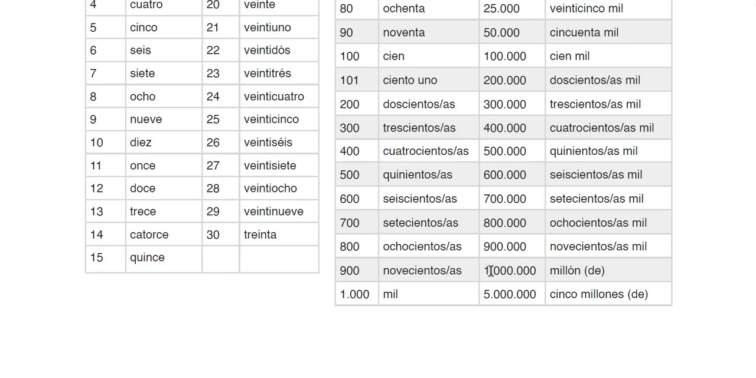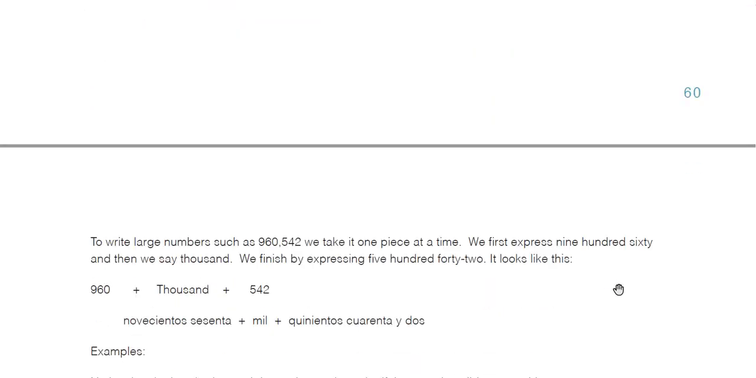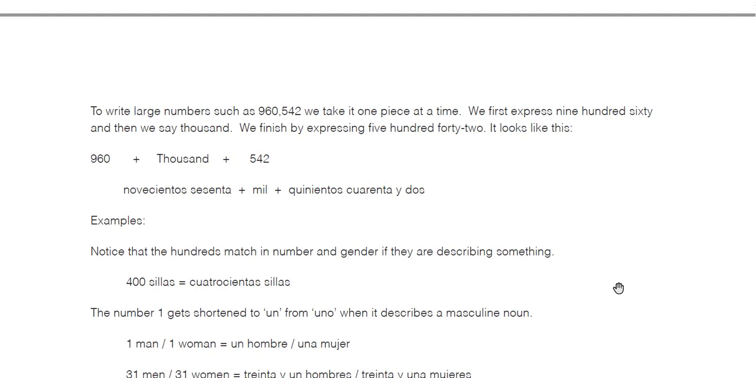Okay? So 1,000,000. Notice with 1,000, we don't actually say the word one. We just say mil. And technically, when we say 1,000,000, we say un millón. So un millón, dos millones, tres millones, cuatro millones, right? So anyway, those are big numbers. Study those. To combine the numbers, let's take a look at combining numbers.